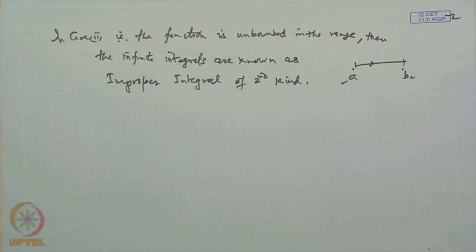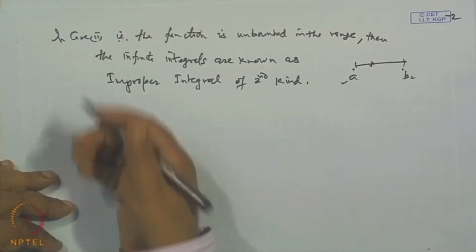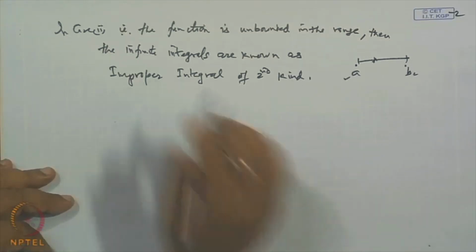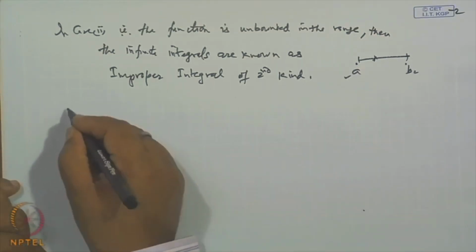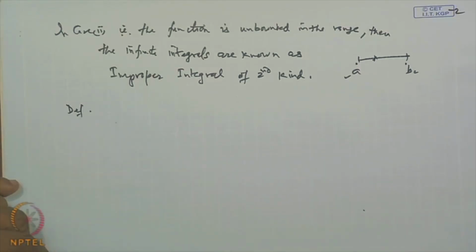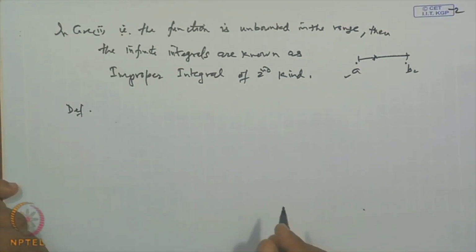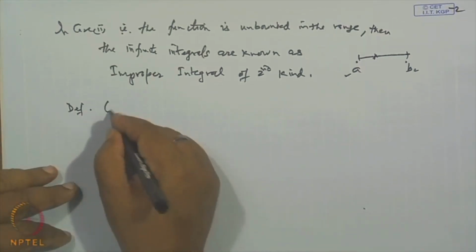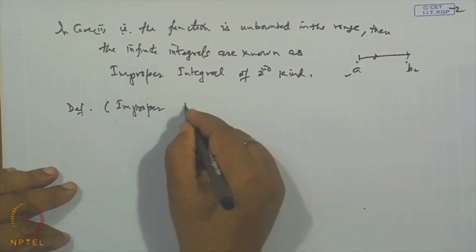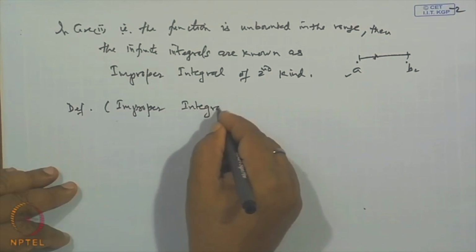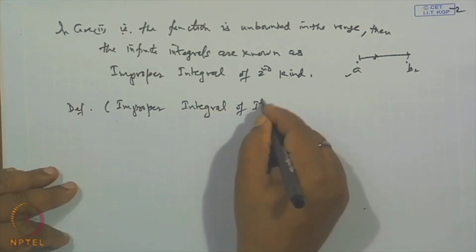And the third case is when both may be mixed up, so a mixed type of improper integral will also be there. Okay, so we will take this up. We define the improper integral of the first kind and second kind as follows. First, the improper integral of first kind.